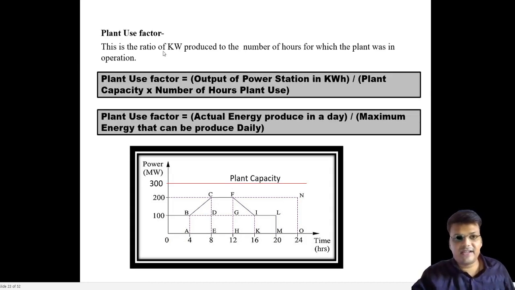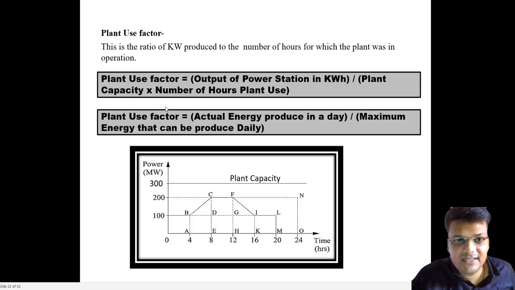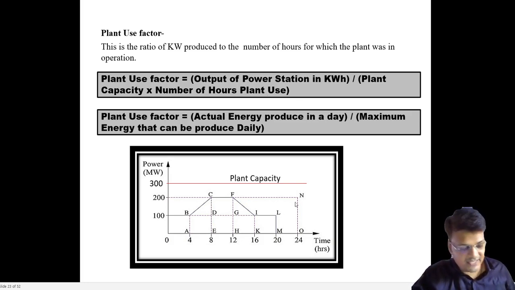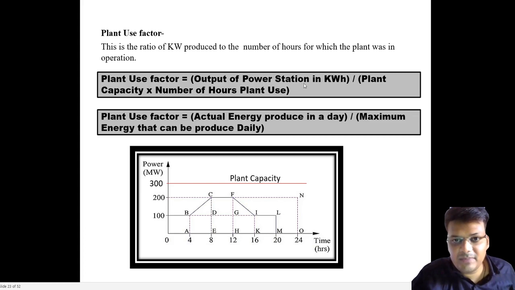Now the plant use factor, which is a very important factor. How will we calculate it? It is calculated by the output of the power station in kilowatt hours divided by the plant capacity into the number of hours the plant is used. Here we have to be very careful while calculating the plant use factor. So what is the output in kilowatt hours? That is the units generated. Kilowatt hour means units generated.